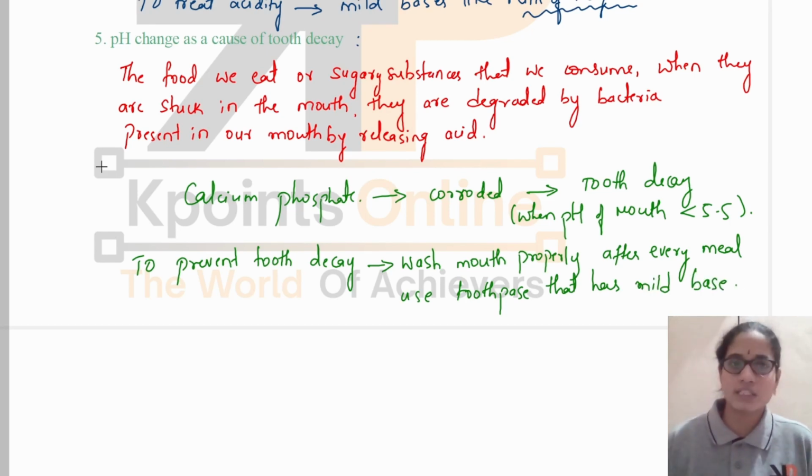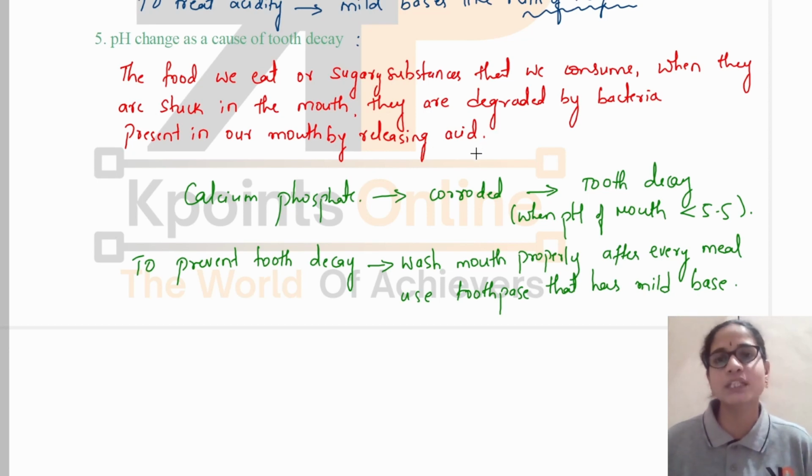You have now understood the cause of tooth decay. When we eat food or sugary substances, they get stuck in the mouth and are degraded by the bacteria present in our mouth, which release acids. When these acids are released, the tooth gets corroded, so that the pH of the mouth falls below 5.5. This causes tooth decay. In order to prevent tooth decay, we need to wash our mouth properly after every meal, and also use toothpaste that has a mild base.